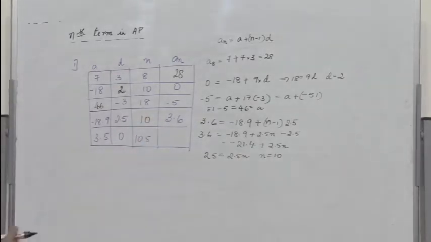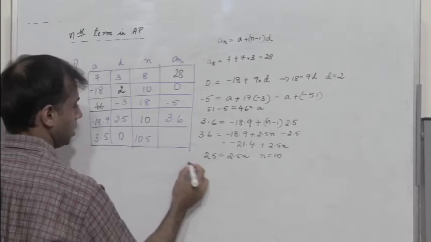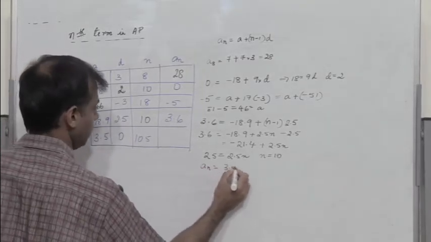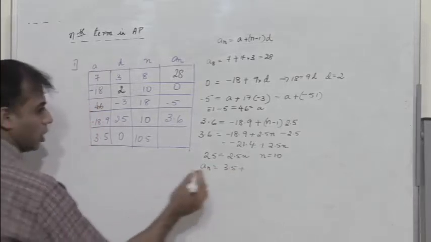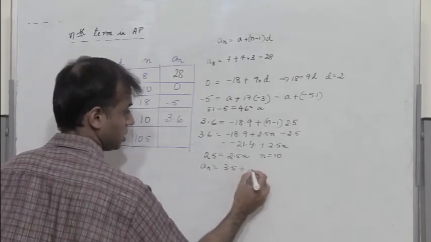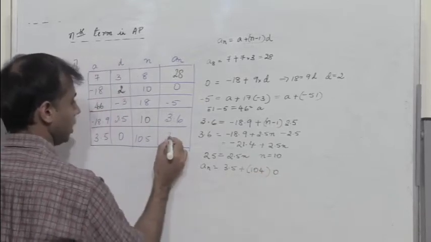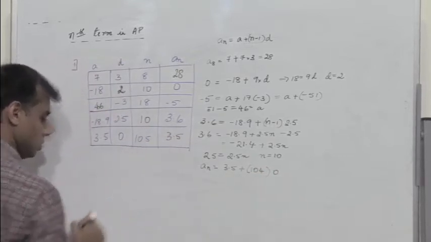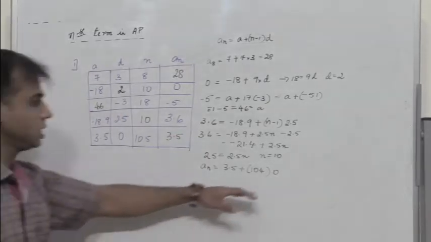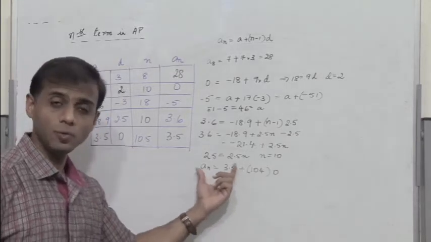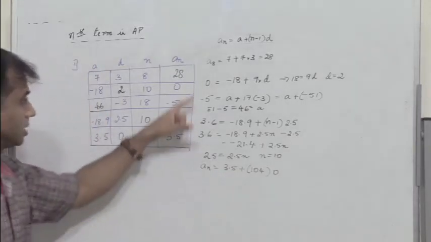And next, again we need to find the value of an. So an is, a is 3.5 plus n is 105. So n minus 1 is 104 into d, which is 0. So the value is 3.5 itself. So it's very clear that since the value of d, the difference, is 0, the nth value will be equal to the value of the first term, which is a.